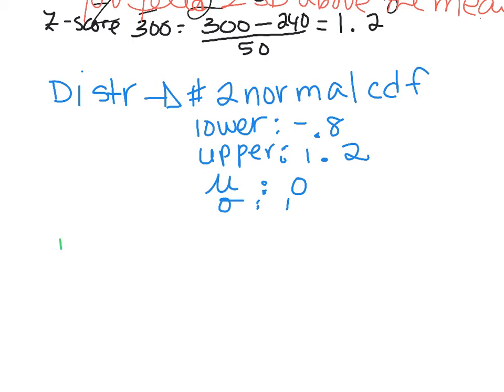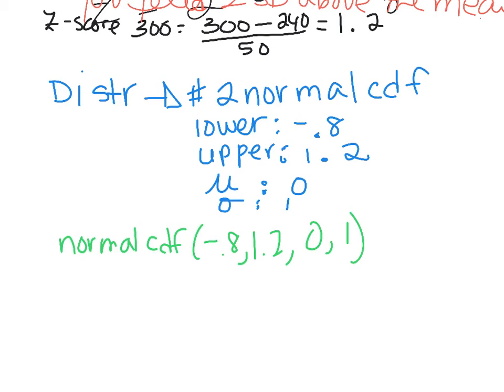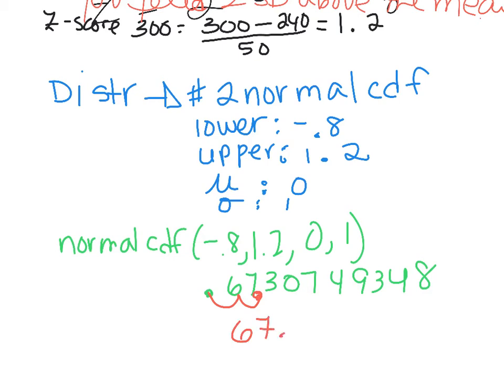So hit enter, and then it'll come up on your screen. If you did it right, it'll say normalcdf, negative 0.8, comma 1.2, comma 0, comma 1. Okay, hit enter again, and you will get 0.673074938. So I want to know what's the percent. So I take the decimal and move it 2 places to the right. So it is approximately 67.3%. Okay, so now that's how you plug it in with your standard deviations.